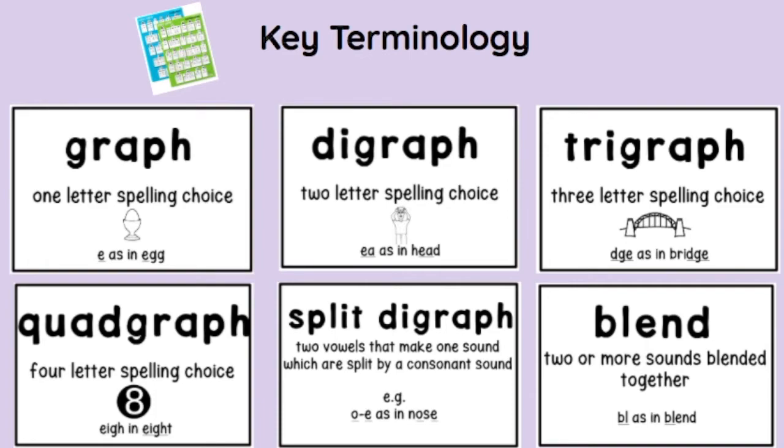A split digraph is when there are two letters that are working together, but they've been split by a consonant sound. So in the word nose, the O and the E are actually working together to make the O sound. A blend is actually when there are two or more sounds and they've just been blended together. So in the word blend itself, the B and the L, we can hear their individual sounds, but we actually push them together so it almost sounds like they're one sound, bl, but they still make two individual sounds.